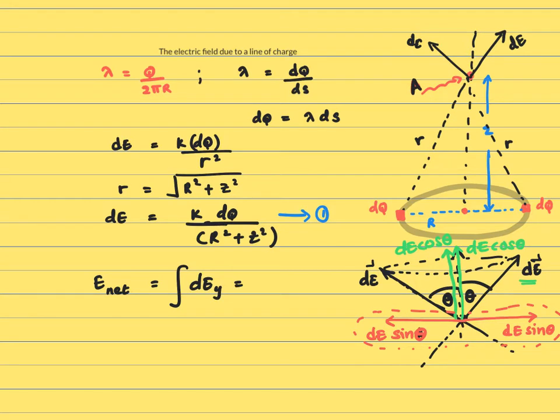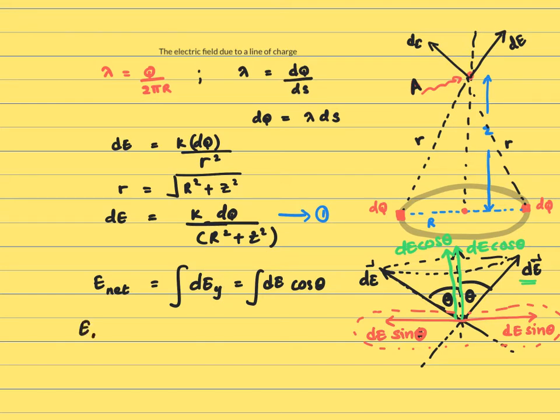Y component of dE. Now what is the y component? The y component is given by the magnitude of the field and the cosine theta. Up to this level everything was good, but I forgot to substitute for cosine theta yesterday. That's where the mistake was.